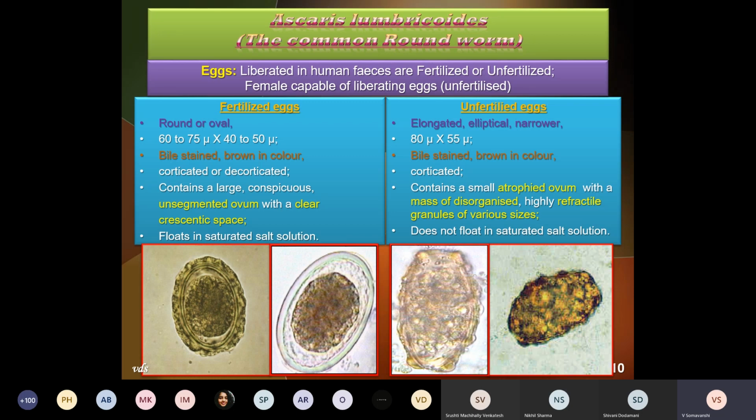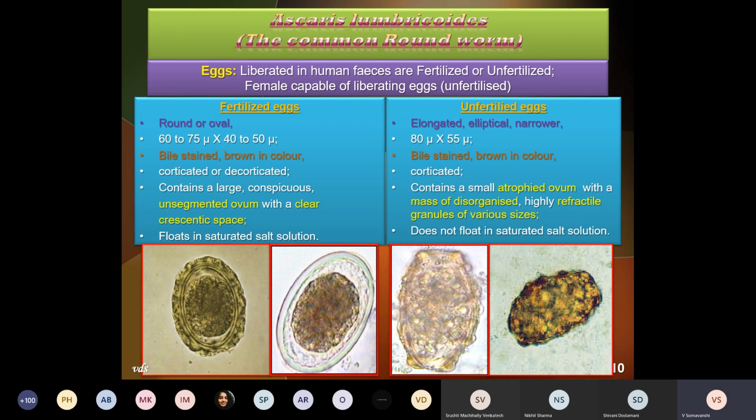Understand the word corticated. Cortication is the outermost layer of the egg, which is an albuminous coat which is thrown into regular ridges and furrows. It is a laminated layer, a tough outer layer which is thrown into folds. And such a laminated layer which is thrown into folds is called the cortication.